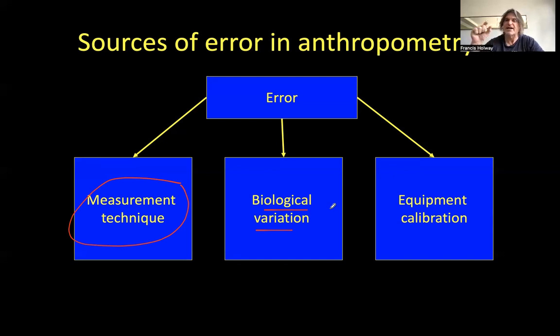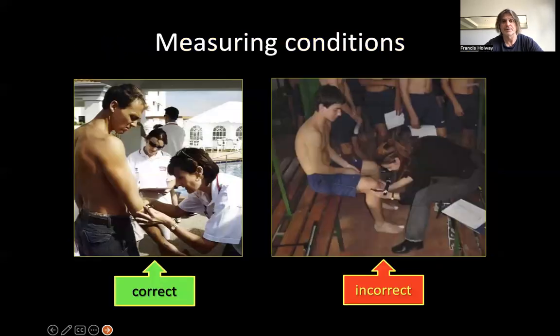There are some people that have very tough skin folds. There's some people that have very soft skin folds, and that affects the measurement. And then there's equipment calibration, which we will cover in another lecture, but it is just as important. So today we'll concentrate on the error produced by measuring technique.